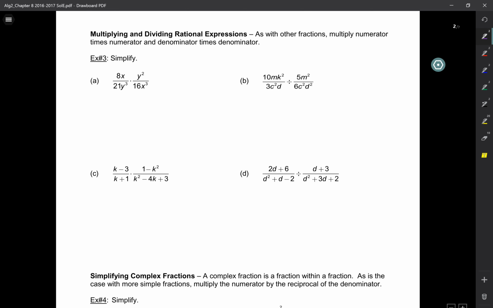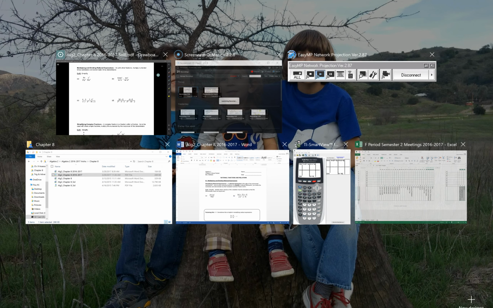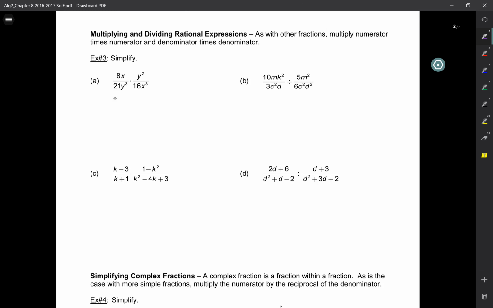All right, so how do we multiply and divide? What I like to do is convert all of this so I have one major fraction. So I say equals to and a fraction line. Now what do I have in the numerator? I have an 8x and a y squared. So basically I'm just consolidating, okay?